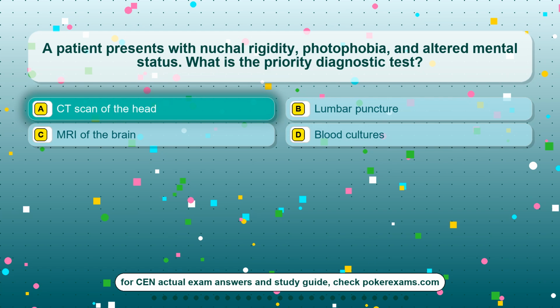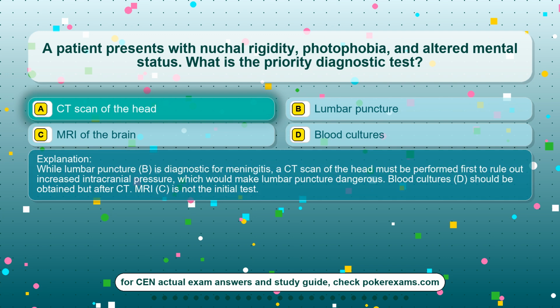The correct answer is option A. CT scan of the head. While lumbar puncture, B, is diagnostic for meningitis, a CT scan of the head must be performed first to rule out increased intracranial pressure, which would make lumbar puncture dangerous. Blood cultures, D, should be obtained but after CT. MRI, C, is not the initial test.